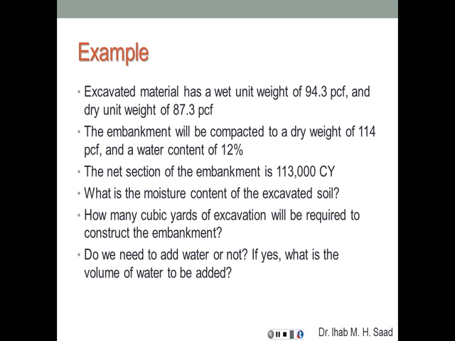So to solve this example, let's start looking at the input that we have. We have a wet unit weight, we have a dry unit weight, and based on these two numbers, what we can do is get the weight of water, which is the difference between the two, which is going to be basically 7 pounds per cubic foot, and then divide that by the dry unit weight, which is 87.3 pounds per cubic foot, and that's going to give us the moisture content of that soil.